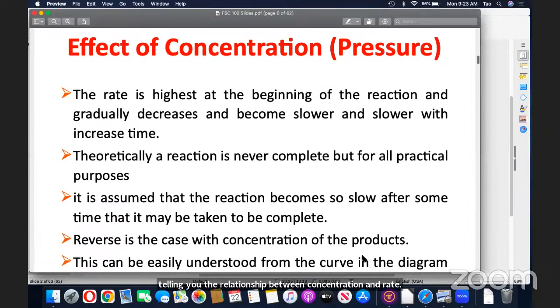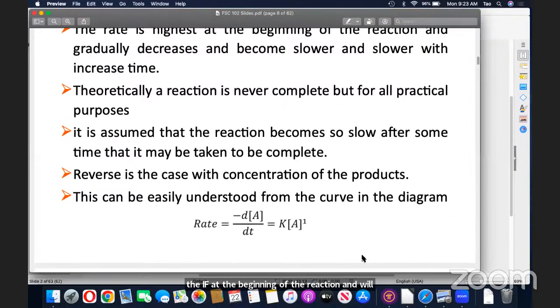Now, that's what we're saying, that the rate is at the highest at the beginning of the reaction and gradually decreases and becomes slower and slower with increase in time. Now, when we're talking about the rate of reaction, we're talking about the mathematical representation, because something is very, very important that we said originally, that the rate is not constant. You need to keep that at the back of your mind. The rate of reaction is not constant throughout the reaction. It changes. And the reason why it changes is simply because the concentration is also changing. And rate depends on concentration.